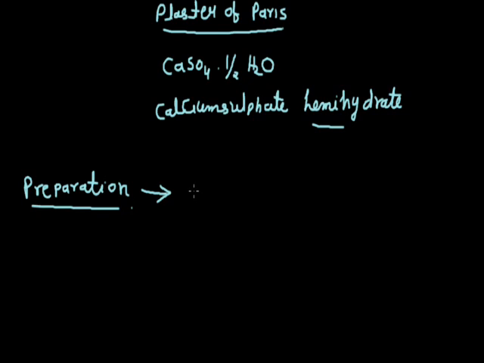Plaster of Paris can be prepared with the help of gypsum. Gypsum is CaSO4·2H2O. By carefully heating gypsum, we can obtain plaster of Paris. Now, when gypsum is heated to approximately 120 degrees centigrade, it will be converted into calcium sulfate hemihydrate, that is plaster of Paris.